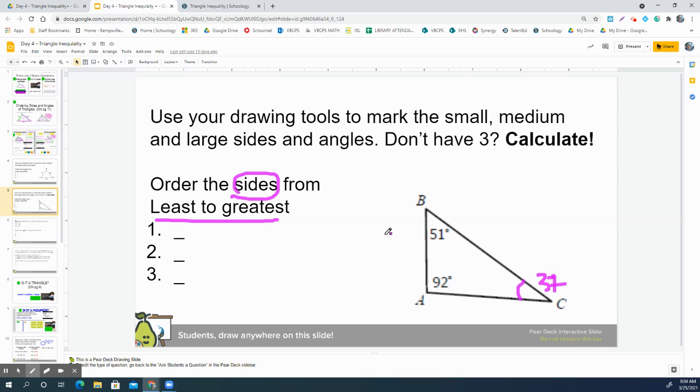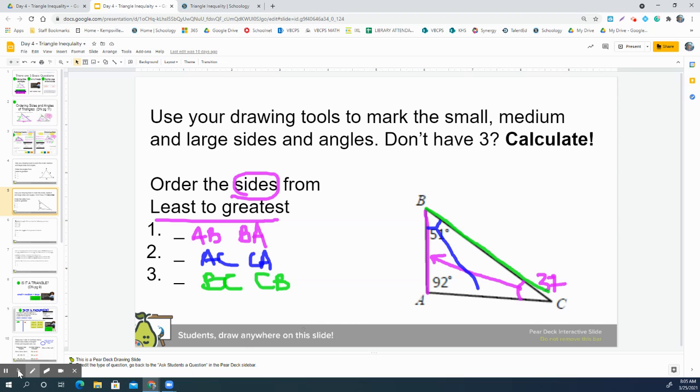Remember, I'm doing sides. C is the smallest angle, so what side is opposite that smallest angle? It doesn't matter which one you do, BA or AB, either way. I'm glad you asked the question. And then what about the medium? AC. And we can do AC or CA. It doesn't really matter, which leaves the last one to be BC or CB.